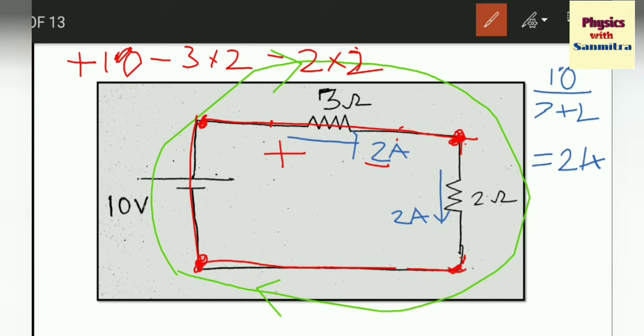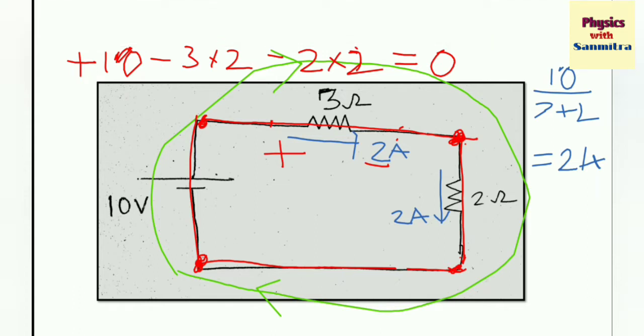So in a closed loop, the algebraic sum is 0. And see, it is 0 or not. 10 minus 6 minus 4 is 0. So according to the law we are getting 0, and the calculation also gives us 0. So KVL is valid. I hope you have got an idea from that river analogy how to apply KVL.